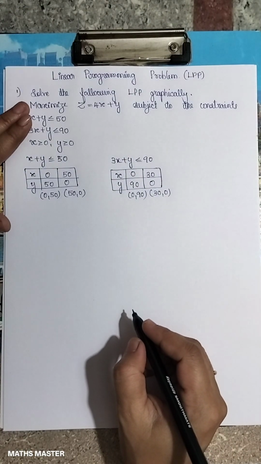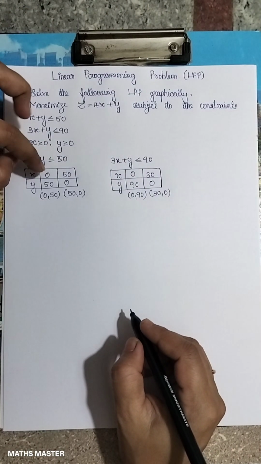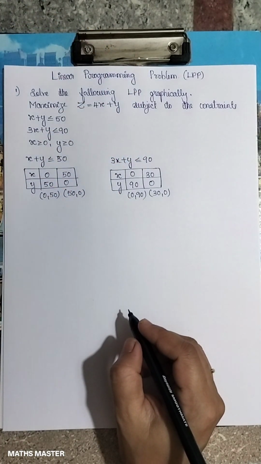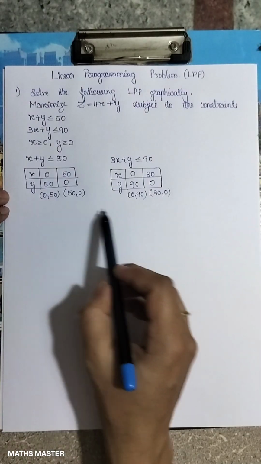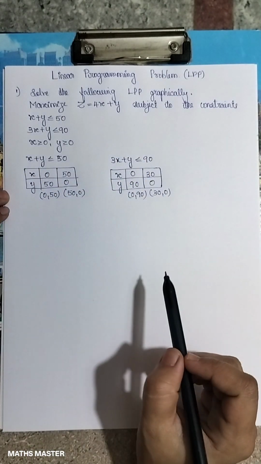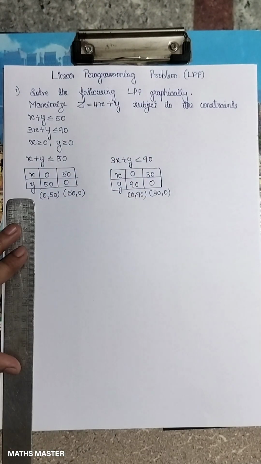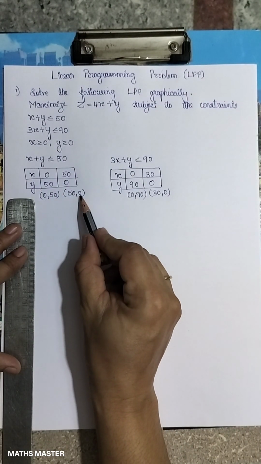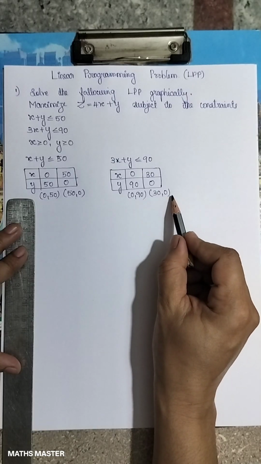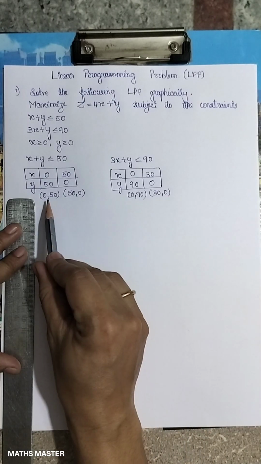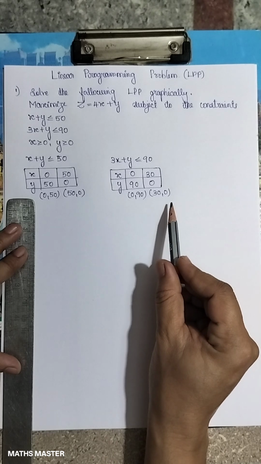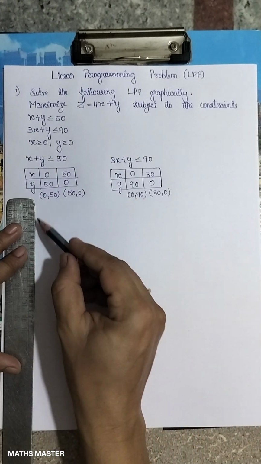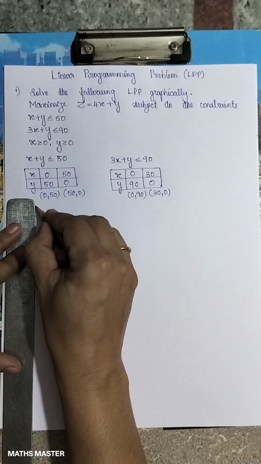So whenever we are given such a problem, first we have to consider the constraints, and then construct these tables. Now we'll construct the graph of these constraints. As you are observing, we have the points (0, 50), (50, 0), (0, 90), (30, 0). So the points are in terms of tens, so we can consider a scale of 10, 20, 30 till 90. So 10 points I'll be considering.